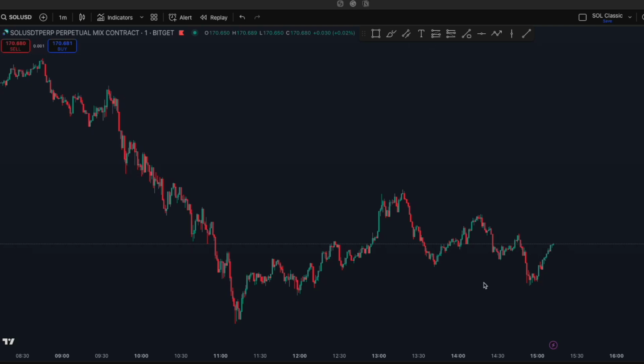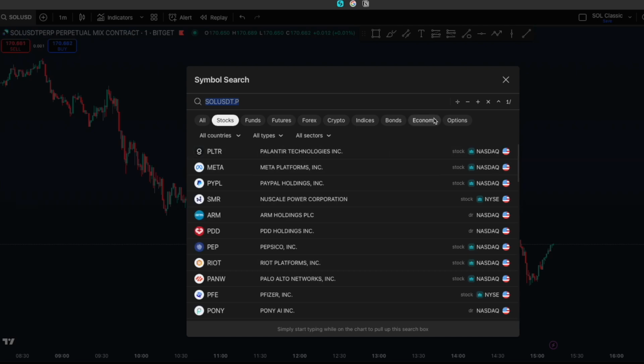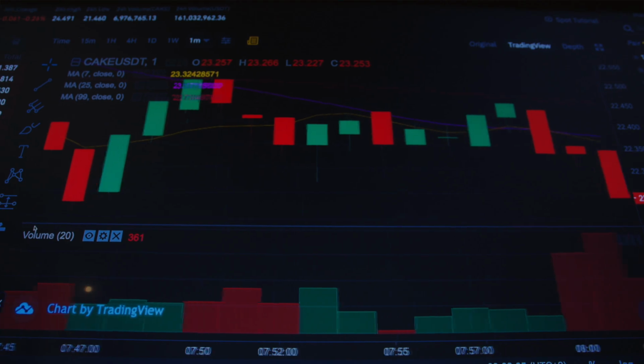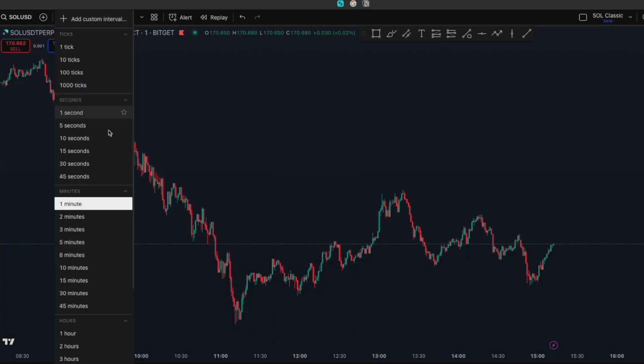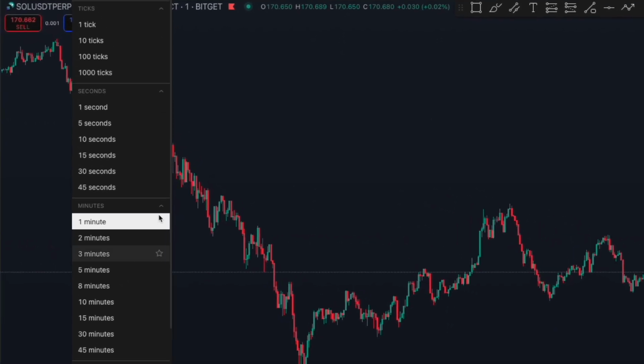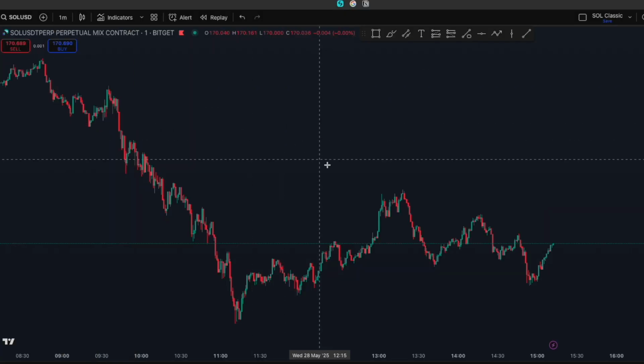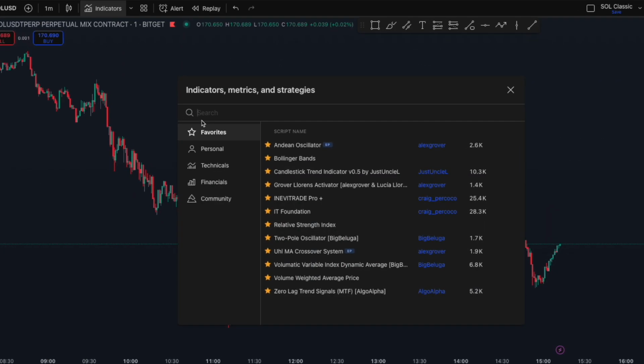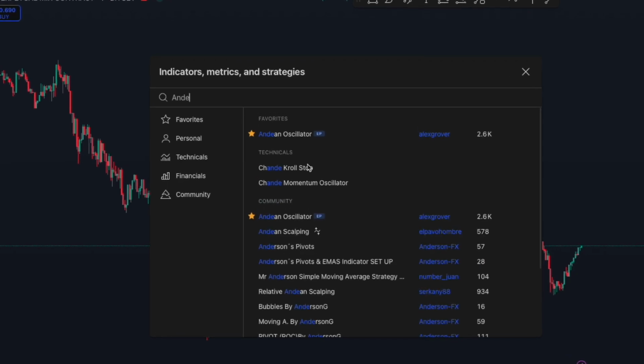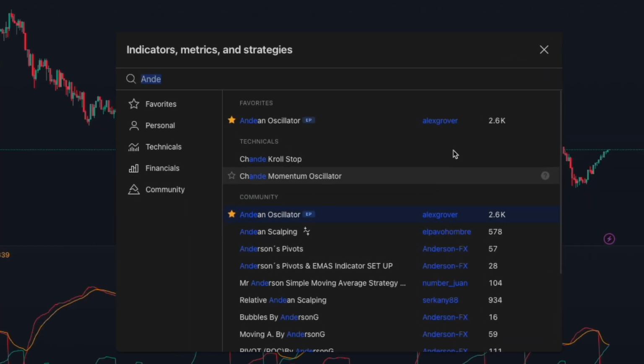First, head up to the symbol search bar. We'll be working with Solana in the crypto market, but this strategy can also work well in forex or stocks. I'll be testing it on the 1-minute chart, though you're free to adapt the time frame based on your own style. Now click on Indicators and search for Andean Oscillator by Alex Grover.